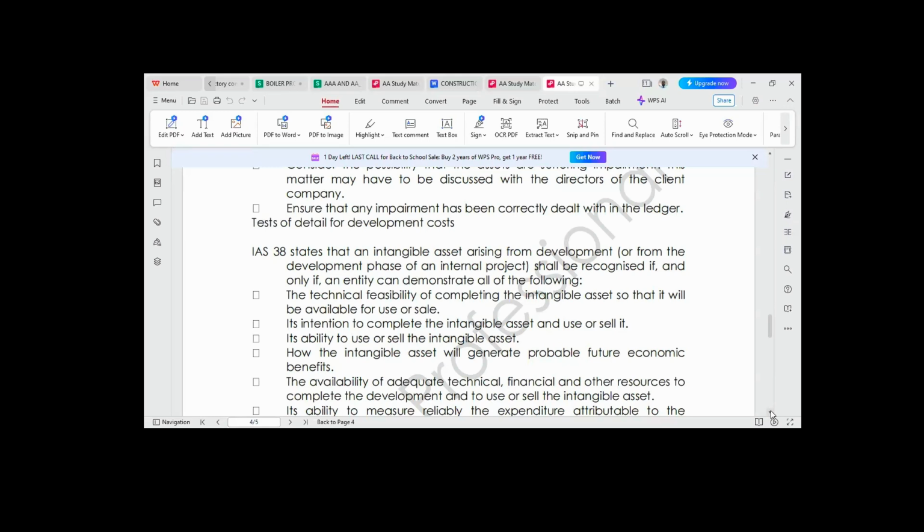Some of us have iPhones. Go to AI, chat with your ChatGPT, ask these questions. It will give you more information. Okay? So your phone should not be just for you to snap or to chat or to do things. Use it also to explore, get updated. Get informed, right? So another condition is how the intangible asset will generate probable future economic benefits.